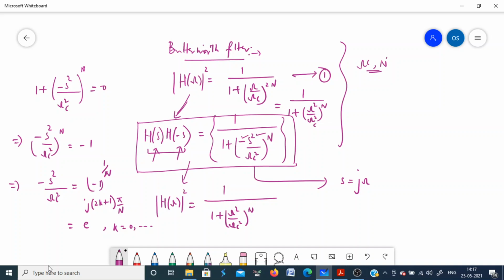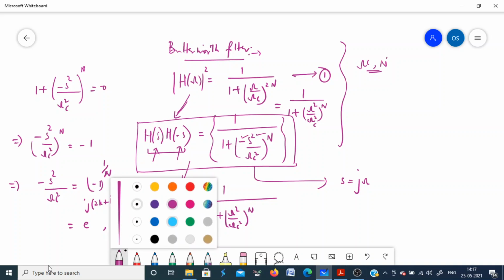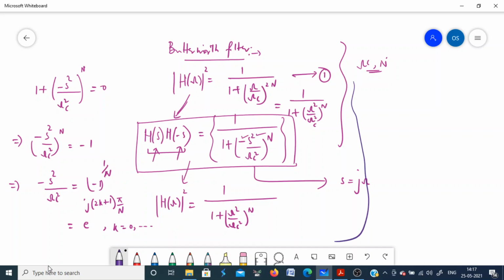If you raise to the power n, from this equation what you will get, I write it here, you will get minus s square is equal to omega c square into e raised to power j 2k plus 1 pi by n, in some books it is also written 2k minus 1. Okay, so s square will be equal to, minus will go here on the right side, and in place of minus 1 you can write it as e to the power j pi, isn't it? Because e raised to power j pi is minus 1. Okay, so multiplied with e to the power j 2k plus 1 pi by n.